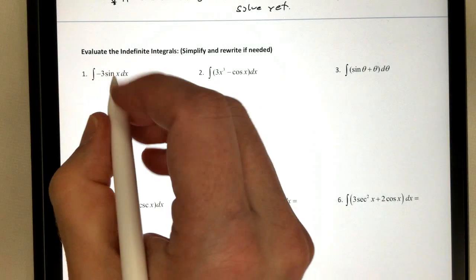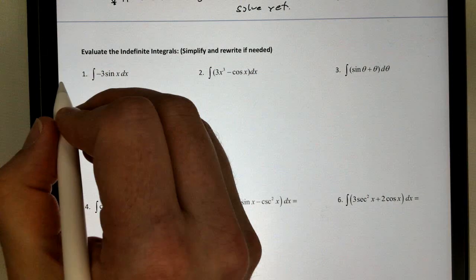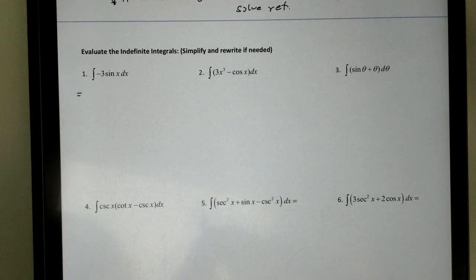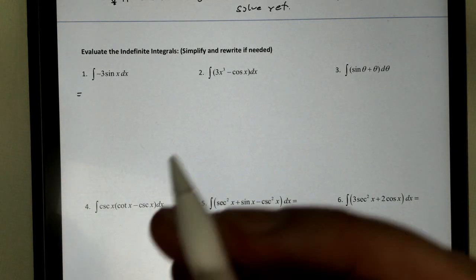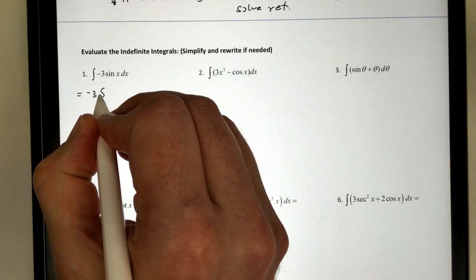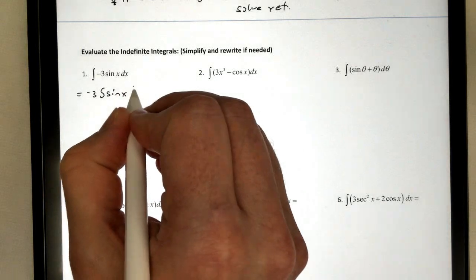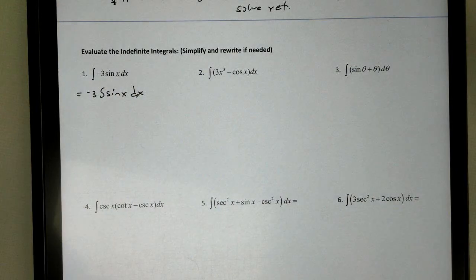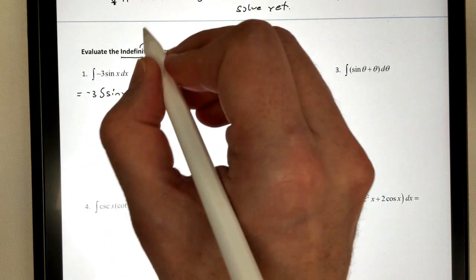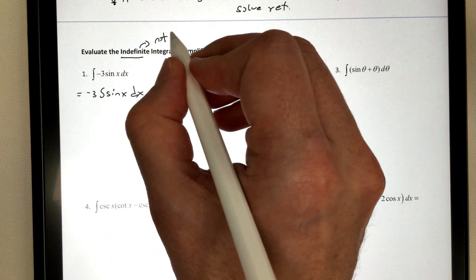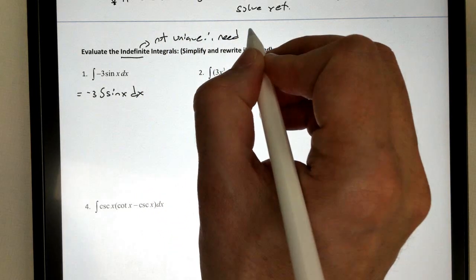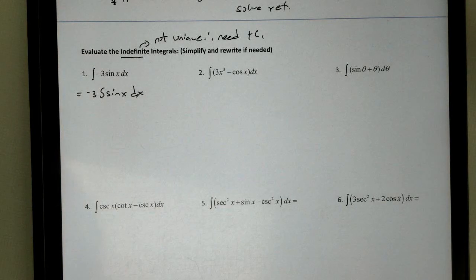So for the first one, this is negative 3 sine of x. Now, if you want to, you can rewrite this. You can factor out the negative 3, and that's going to become the antiderivative of sine of x dx. We're going to call it the integral or the antiderivative. Now notice we're looking for indefinite integrals. So what this is telling us is that this is not going to be unique. So therefore we're going to need the plus c. We're going to need that plus c.